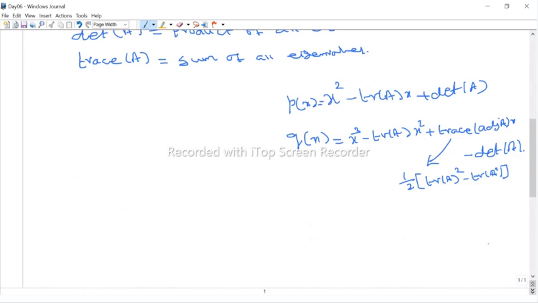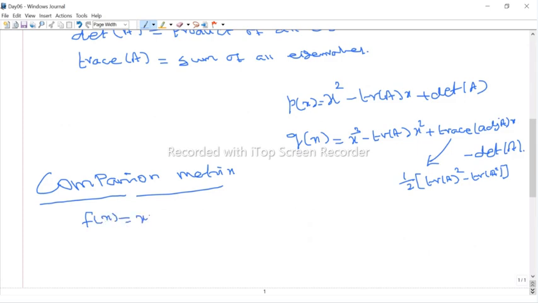And then I said that given any polynomial, we can give a matrix whose characteristic polynomial as well as minimal polynomial is the given polynomial. That matrix is called the companion matrix. Okay, the companion matrix is a very important one. What is that? The companion matrix of a polynomial: suppose f of x is given, it should be a monic polynomial.